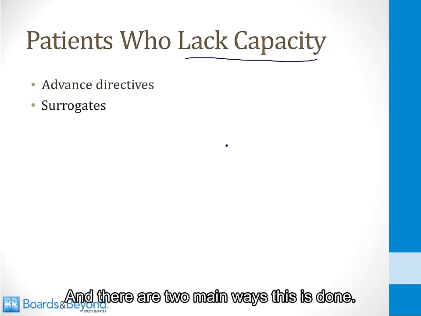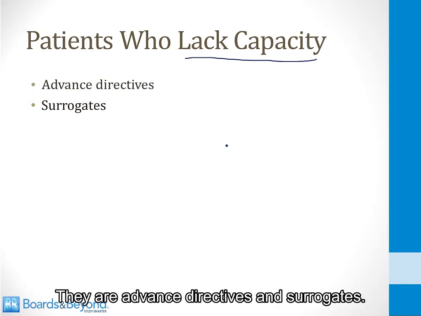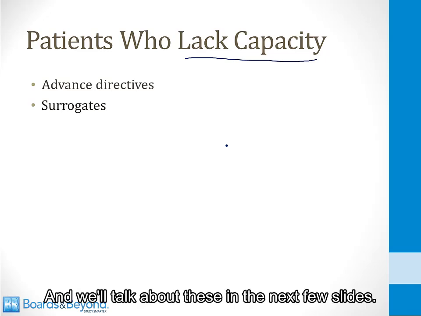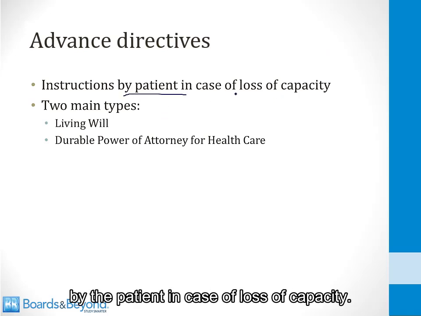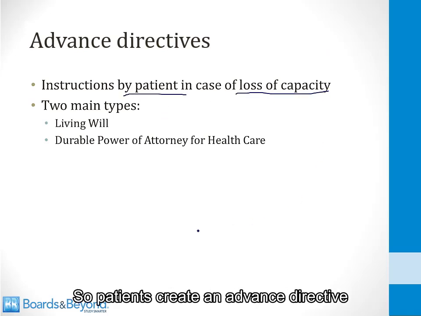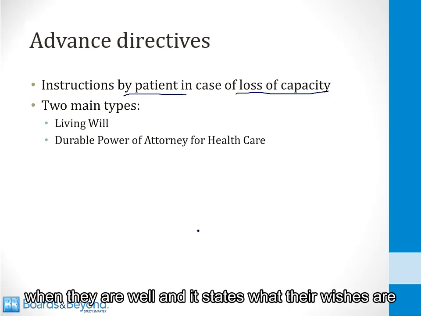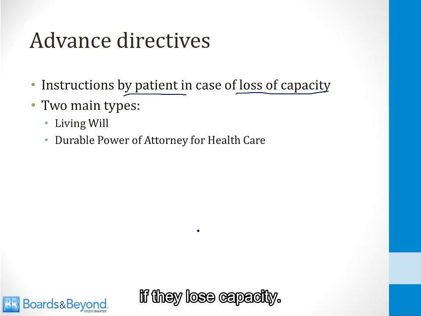And there are two main ways this is done. They are advance directives and surrogates, and we'll talk about these in the next few slides. So an advance directive is a set of instructions by the patient in case of loss of capacity. So patients create an advance directive when they are well, and it states what their wishes are if they lose capacity.